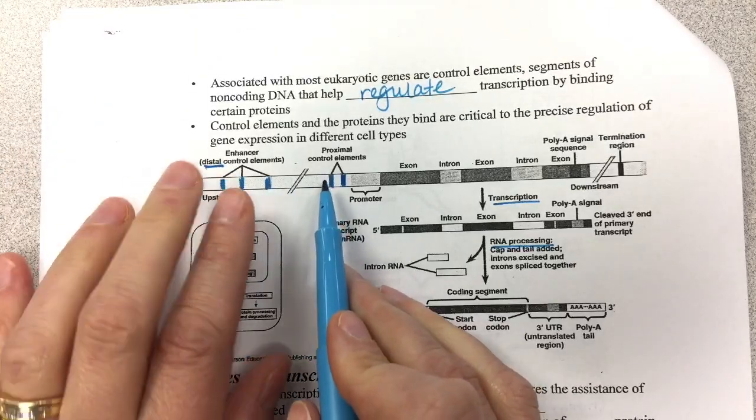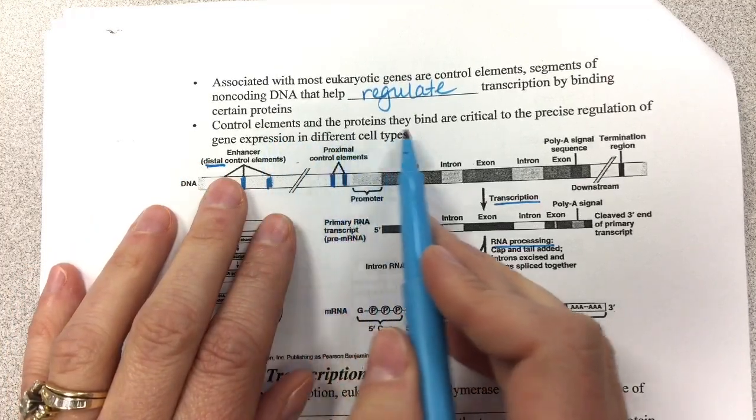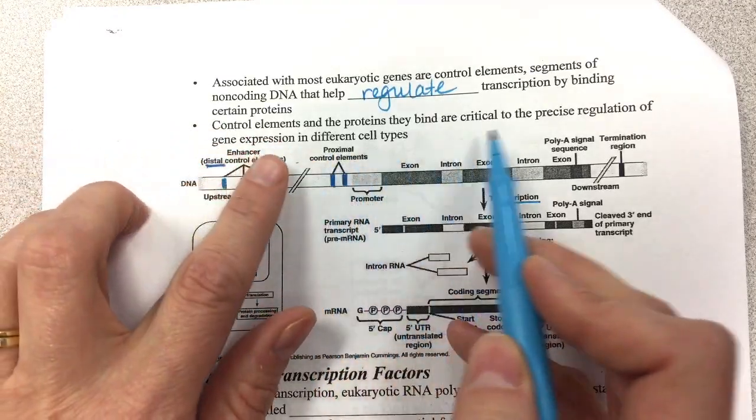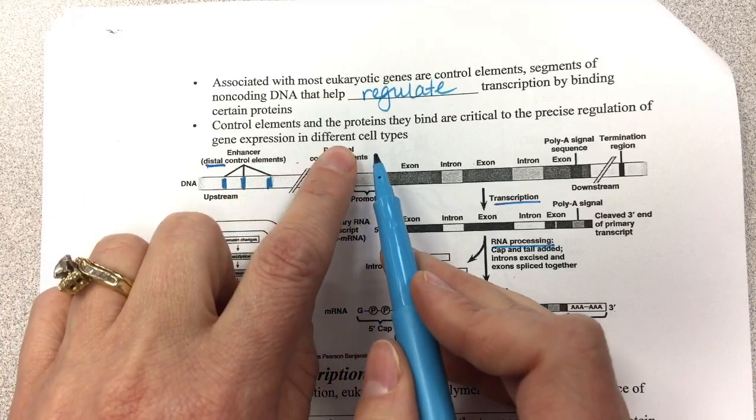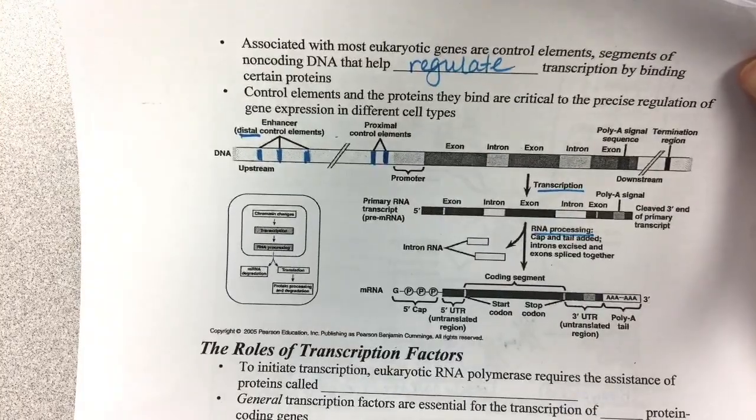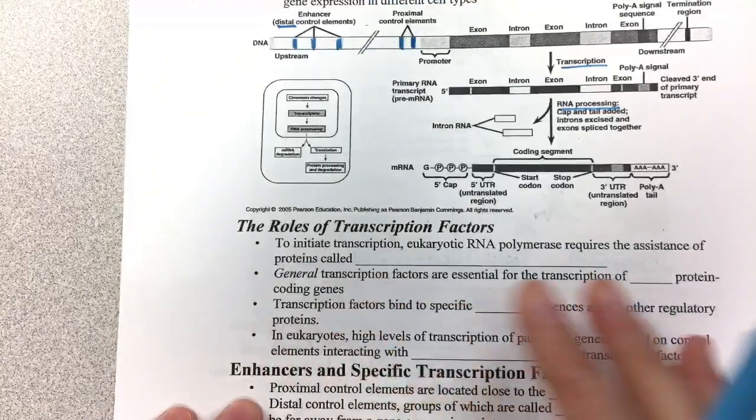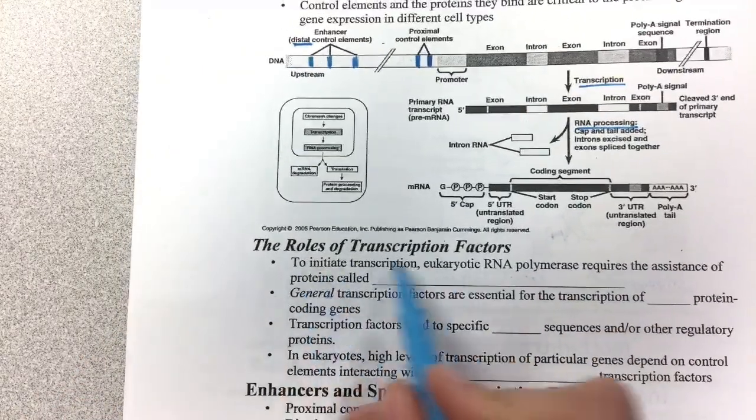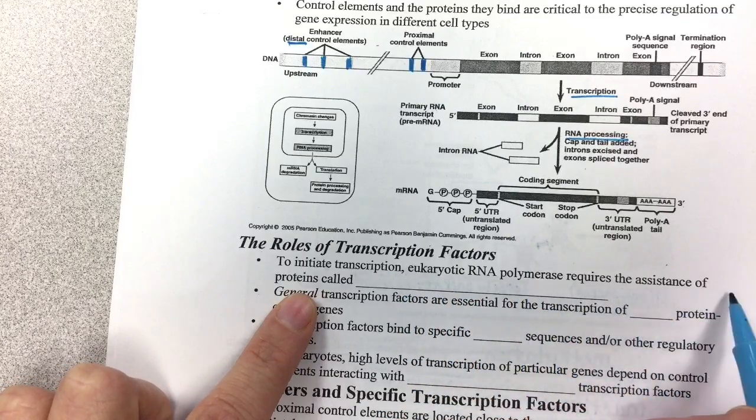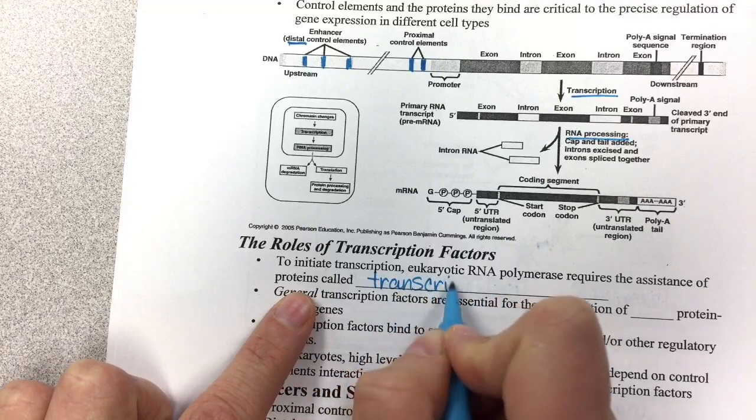All right, so that's what we're going to talk about, that these control elements and the proteins that bind to them are instrumental. We're going to see that there are certain proteins that bind to these, critical to the precise regulation of gene expression in different cell types. All right, so we're going to look at that. So let's continue on in our notes, and we're going to come back and forth to this picture and look at some other pictures as well. So the roles of transcription factors. To initiate transcription, eukaryotic RNA polymerase requires the assistance of proteins called, remember, transcription factors.